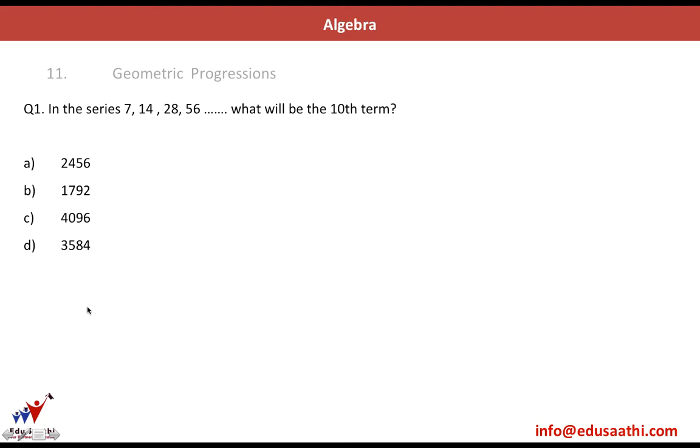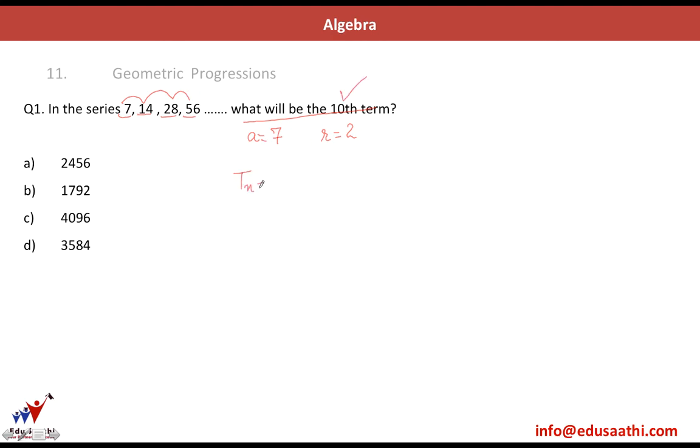The first question is, in the series 7, 14, 28, 56, what will be the 10th term? If you look at it, the first term is 7. The common ratio is 2. 7 into 2 into 2 into 2 and so on. You have to find the 10th term.